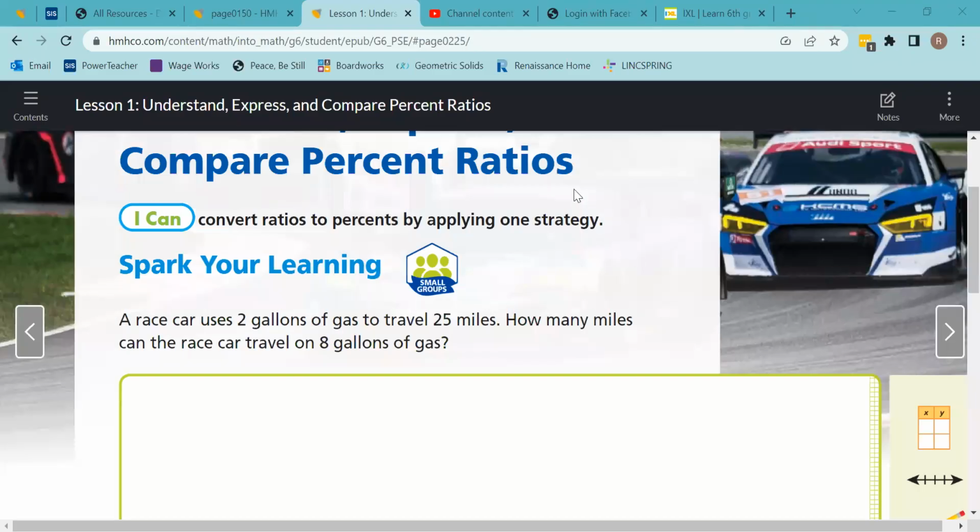Hey, sixth grade, you're back to your super trooper time here. Page 205 in your math workbook.